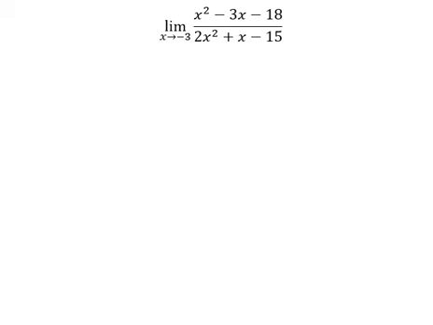Hello everybody. So today I want to talk about calculus, the topic that is about limits. Now I want to show you how to answer.